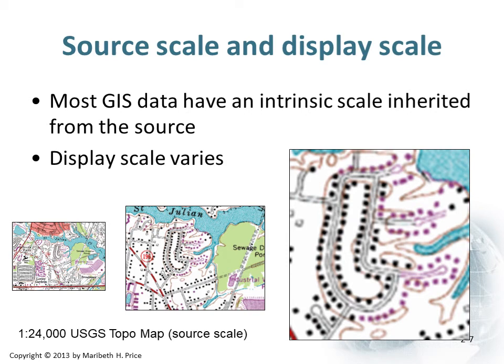Source scale and display scale. This is another thing that confuses students from time to time. Geospatial data has a scale at which it was created, and it's relative to the source data that was used to generate it. So if it's an aerial photo and then you're tracing lines on it, the scale of the photo is the scale of the data. And that's why they call it intrinsic or inherited, because it comes from however it was collected.